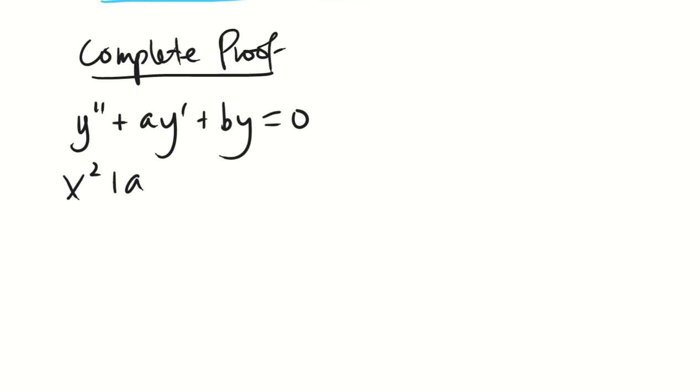To do this, let's just assume we are in case 1. So y prime prime plus a y prime plus b y equals 0, and x squared plus ax plus b, which is, by the way, called the auxiliary equation, or the auxiliary polynomial, or characteristic polynomial, has roots lambda 1 and lambda 2.